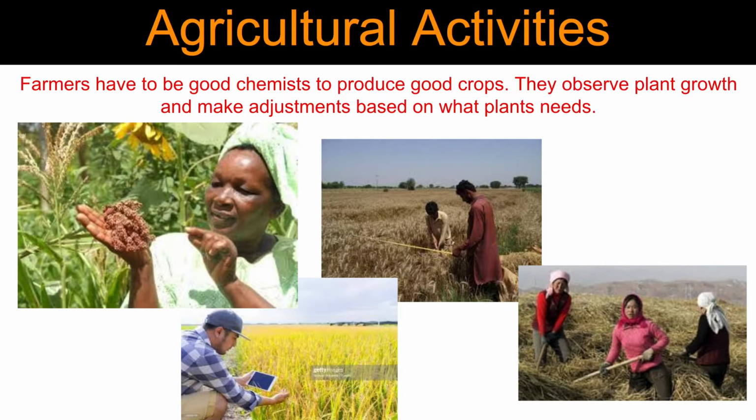They observe plant growth and make adjustments based on what plants need. You guys, plants need fertilizer to help them grow. We want to be able to produce the best crops so that we can make A, the most money, and B, we can feed our populations. But they're going to have to be able to figure that out and weigh that out with the environment.